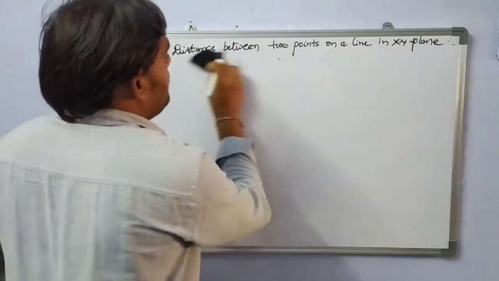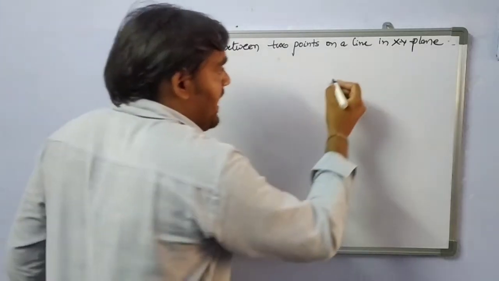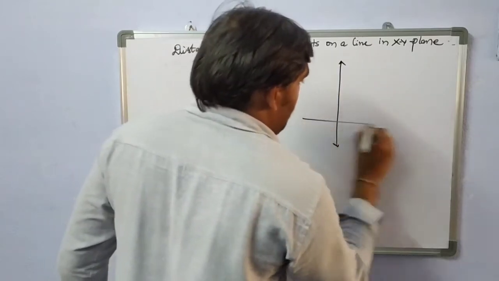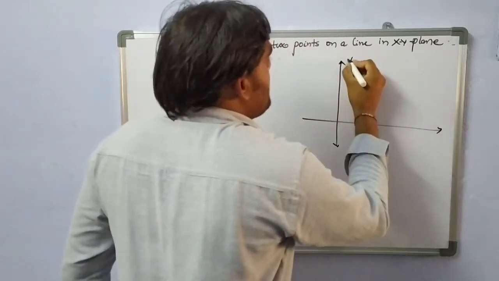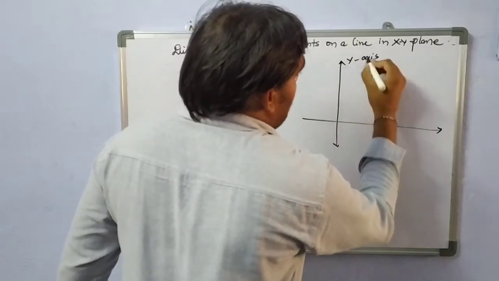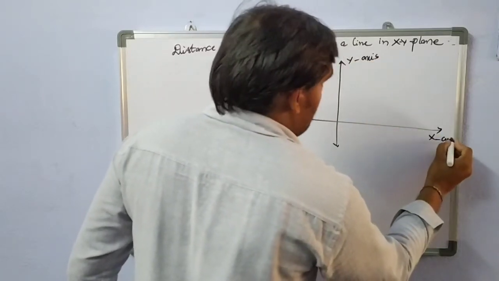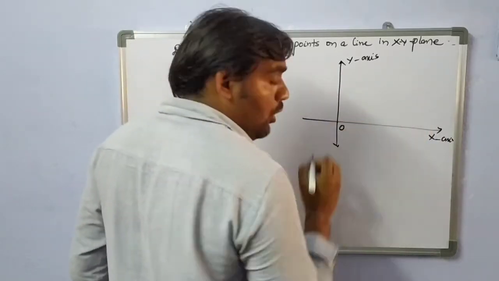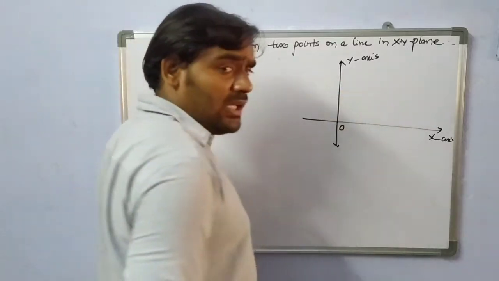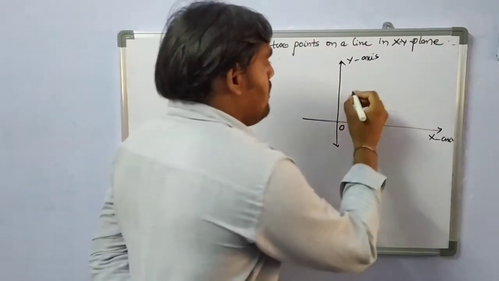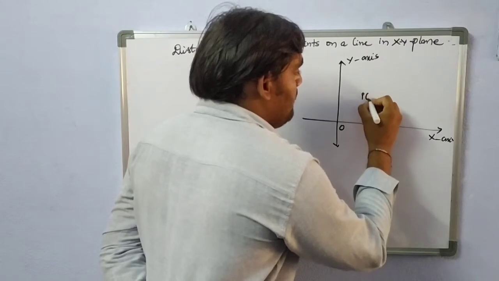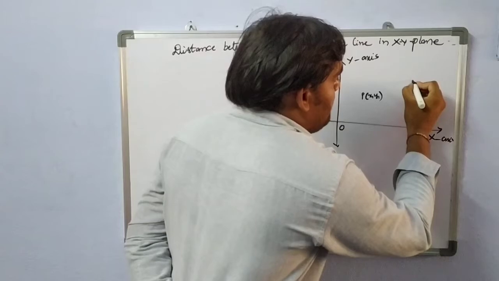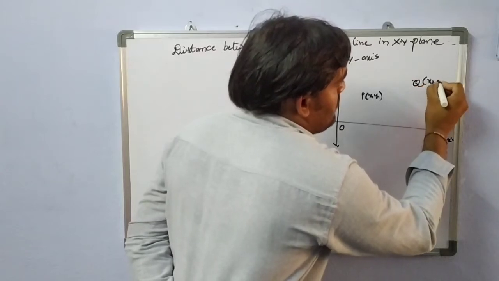See, let us consider the xy plane like this. We all know that the vertical line is the y-axis and the horizontal line is the x-axis, where these two lines meet at one point, that is origin O. You need to consider 2 points in the xy plane. One point is P, here I am considering P (x1, y1), and another point Q I am considering here, that is (x2, y2).